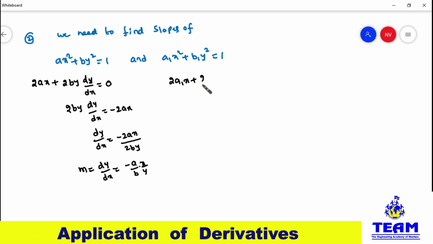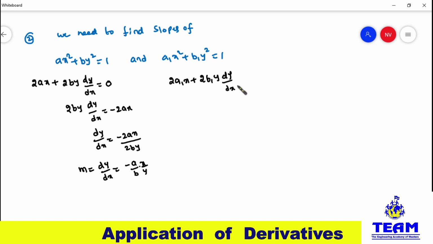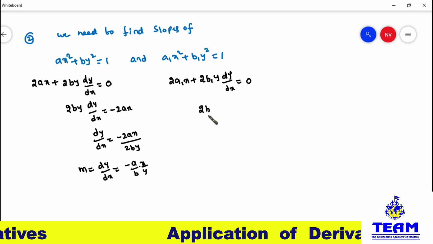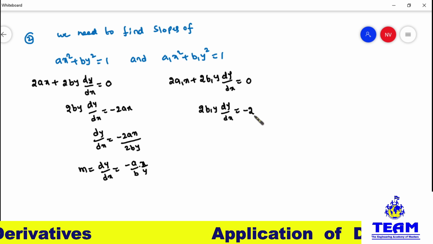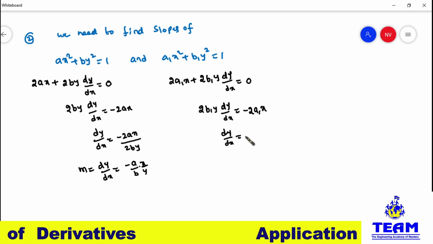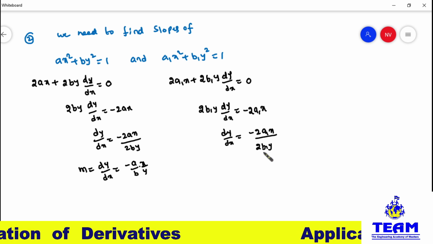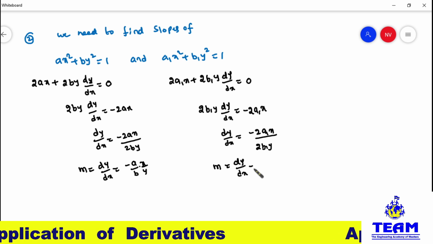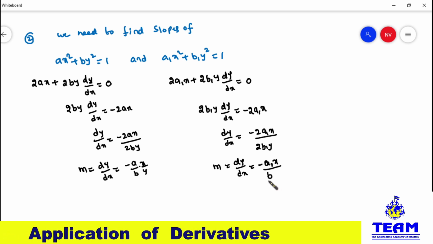2a1x plus 2b1y into dy by dx, which is equal to what? One derivative is 0. So 2b1y into dy by dx is equal to minus 2a1x. Now dy by dx is equal to minus 2a1x by 2b1y. So from this you can say the slope m is equal to dy by dx, which is equal to, 2 getting cancelled, minus a1x by b1y.